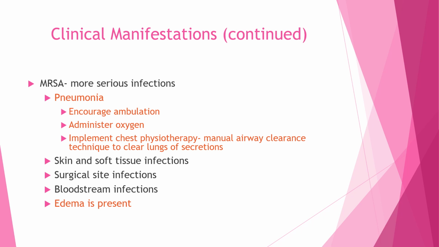It will include pneumonia. So with pneumonia, what do we do? We have to move those secretions in the lungs. We don't want them to sit there, so we are going to encourage ambulation. We are going to administer oxygen. We can implement chest physiotherapy. Chest physiotherapy is a manual airway clearance technique that is used to clear lungs of secretions.